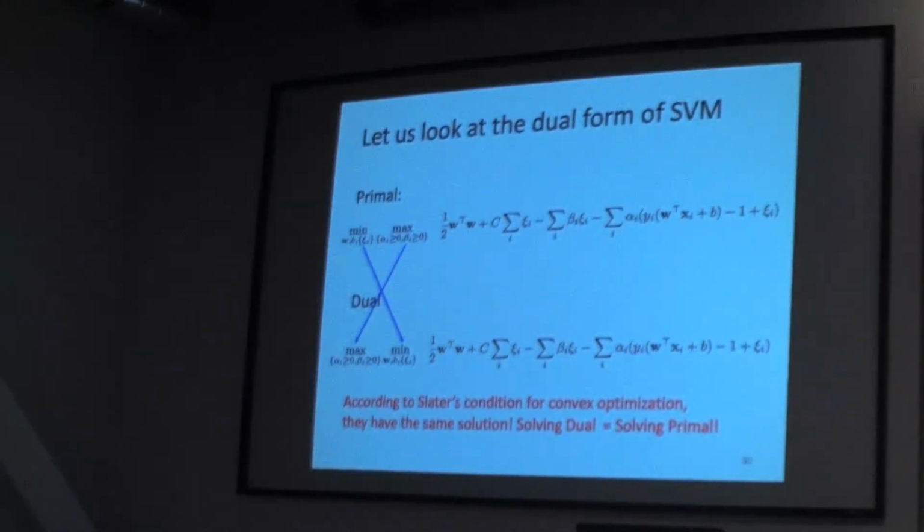As we mentioned, for SVM, the objective is convex and it satisfies Slater's condition. Slater's condition simply says that your feasible region is not empty. I mean, there is some point in the interior of the feasible region. You don't need to know what interior means, but according to Slater's condition, we can show that solving this dual form max min is equivalent to solving this primal form min max.